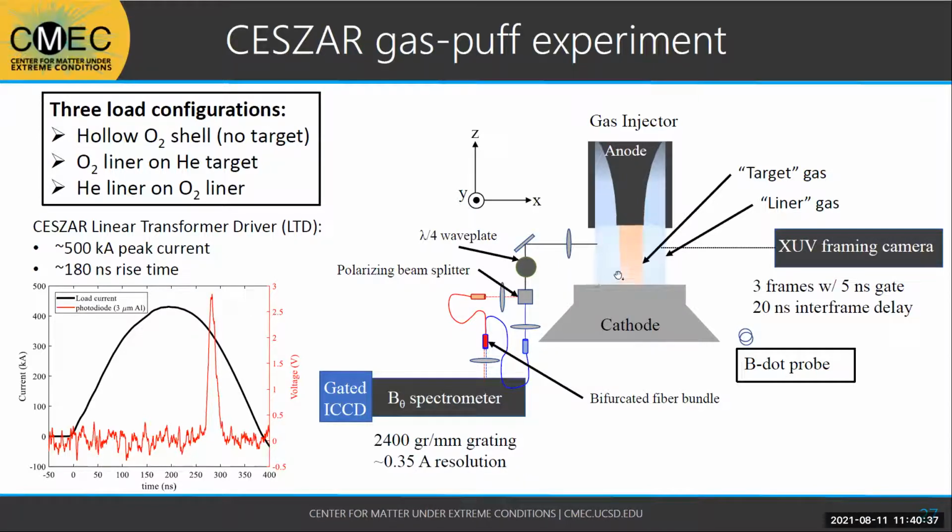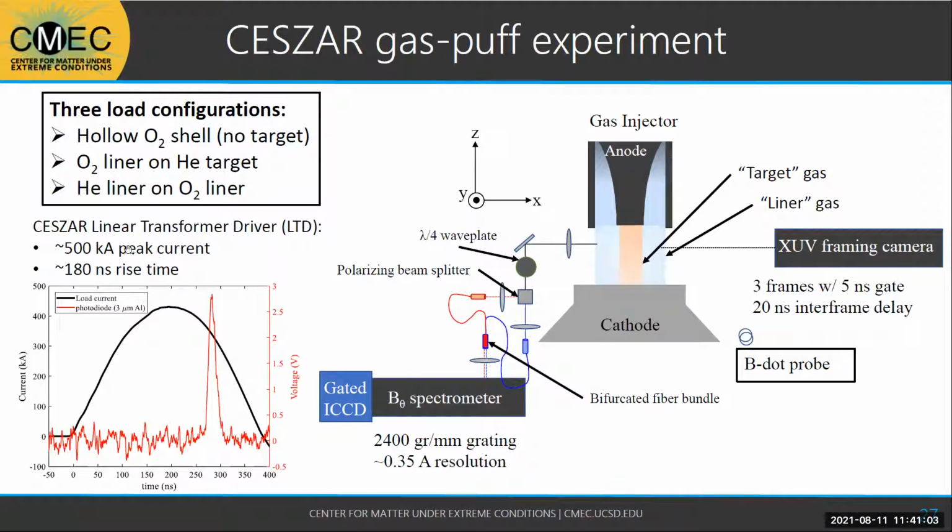Also, when we switch these around, so that instead of having oxygen on helium, we can have helium imploding onto oxygen, we can see emission from the target region and measure the magnetic field there. And you also have a framing camera with 3 frames per shot, so we can get an implosion trajectory for each shot.